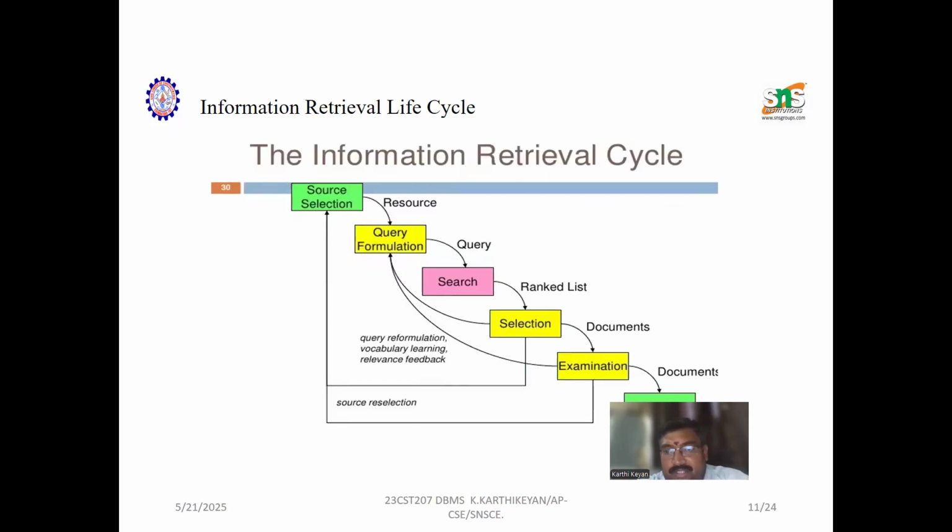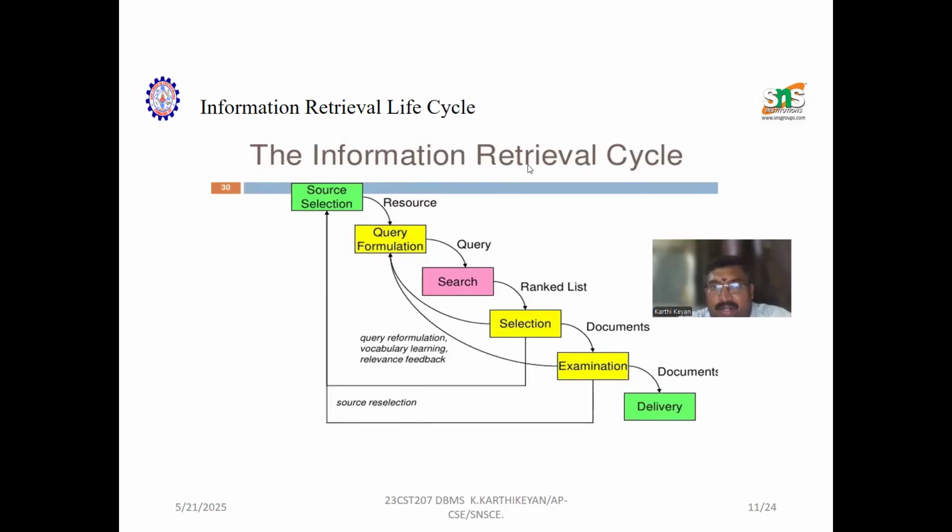So this is a cyclic form, easy to understand, with reduced cycles: source selection, query formulation, search and selection, examination, and delivery. This is one of the ways to represent my query to get results from my database server.